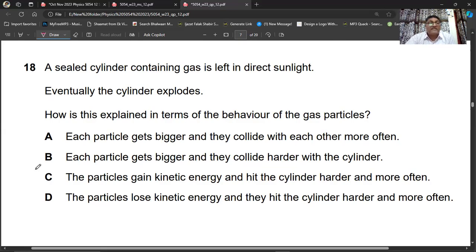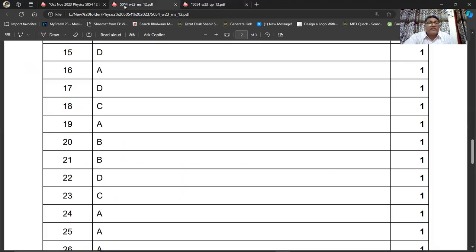Yes, this is the exact explanation. The particles gain kinetic energy and hit the cylinder harder and more often. Yes, that's true. I think C is the choice. The particles lose kinetic energy and they hit the. No, they do not lose the kinetic energy. The temperature is rising. So C is the choice, sir. Question number 18, C is the right choice.